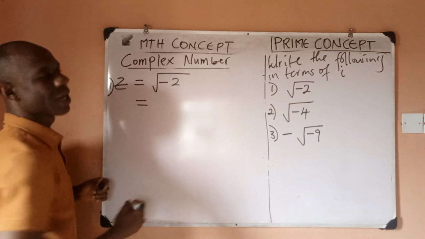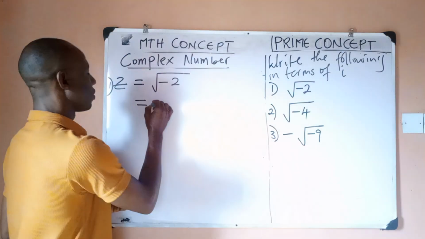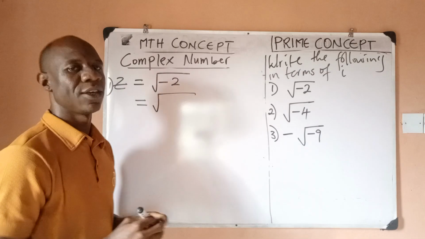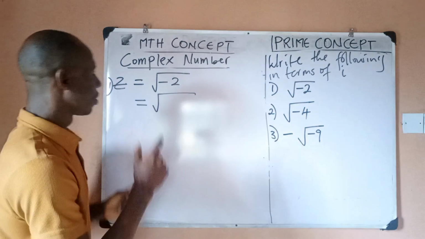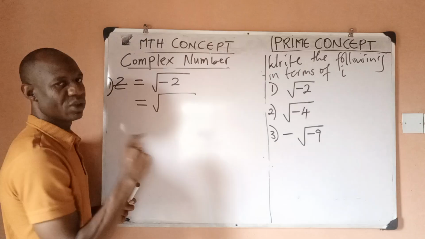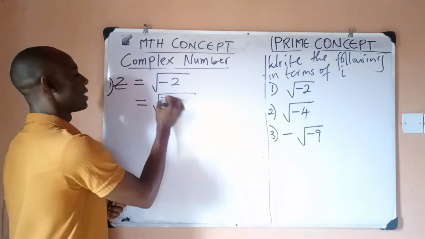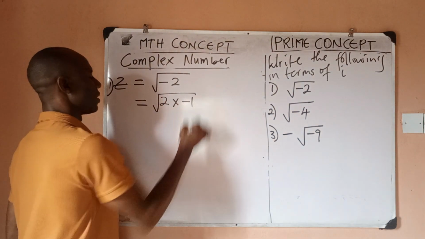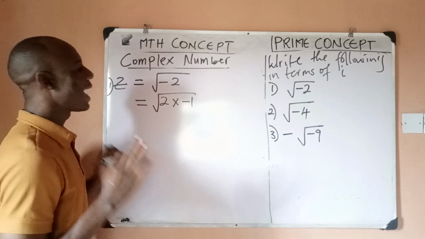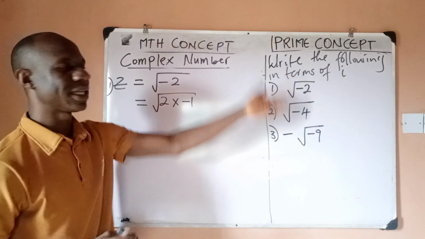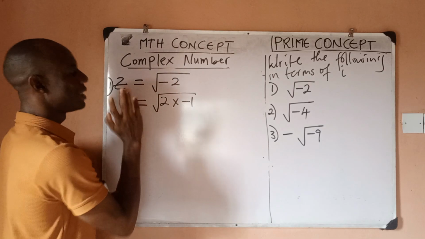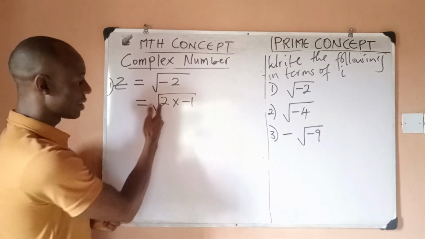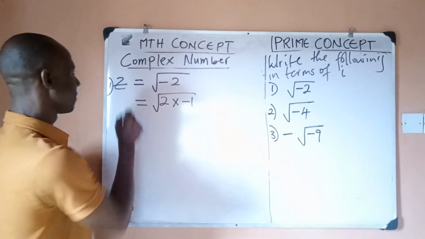Now, anytime you have a problem like this, what I want you to do is to remember your surd in mathematics. Remember your surd. So you should know that minus 2 is exactly the same thing as saying 2 times minus 1. They are the same. So anytime you're given any problem like this, separate them by saying the number times negative 1. Whatever number it is, that number times negative 1.